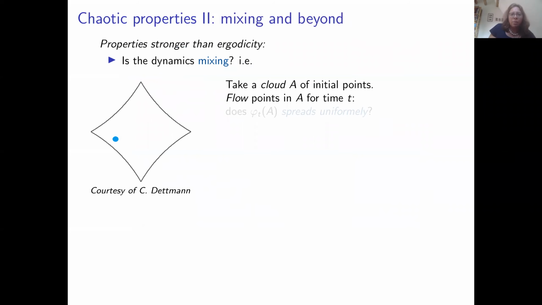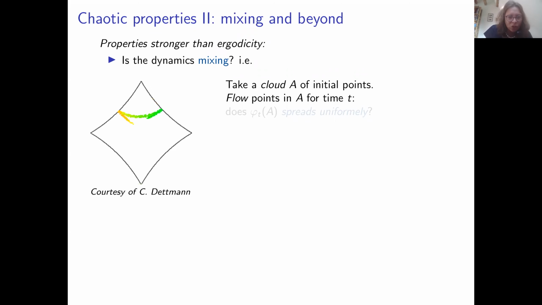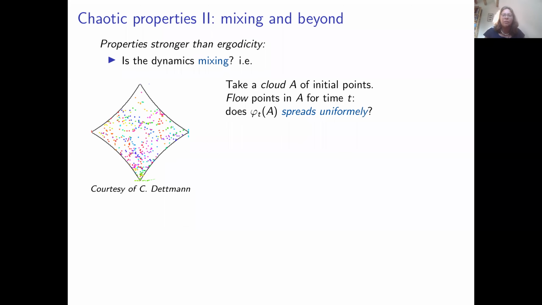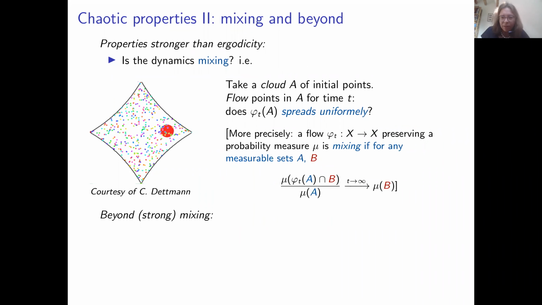Okay, so let me remind you what the definition of mixing is. In a mixing flow, for example, this is a picture of a billiard in the diamond, a simulation by Carl Dettmann. The billiard in the diamond is mixing. If I flow an initial set A, you see that as T grows, it equidistributes. The definition is that if I flow a set, the proportion of A inside a given target set B will tend to the measure of B.